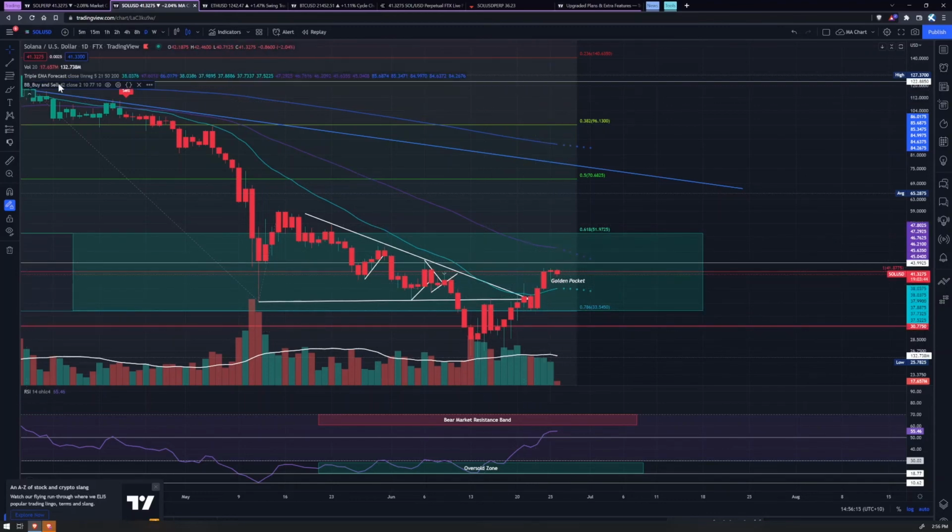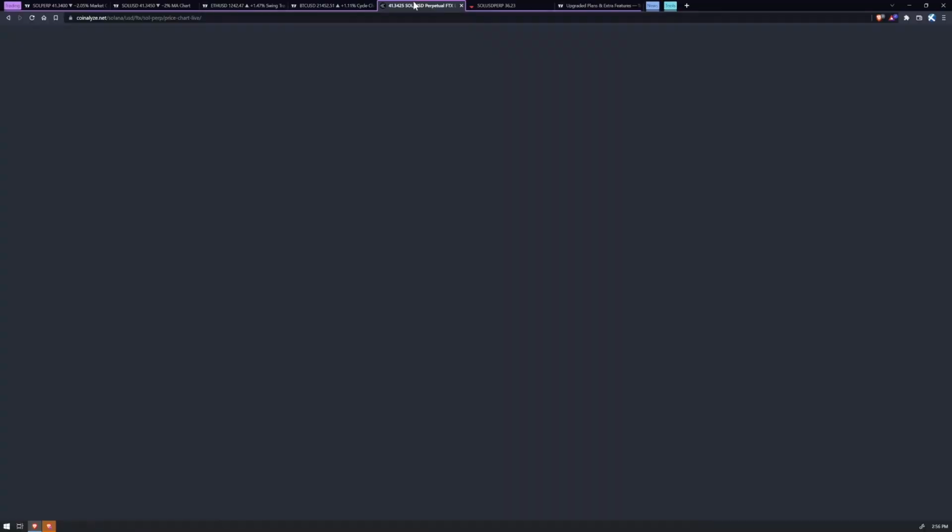I should probably turn this off so we can actually see what we're looking at. I'm guessing we'll probably get at least 1 day in the red at some stage. And also, we've got the RSI creeping up into this bear market resistance band. So we're getting a little overheated, but we'll see how it plays out. But this is not a macro video. This is a short time frame video.